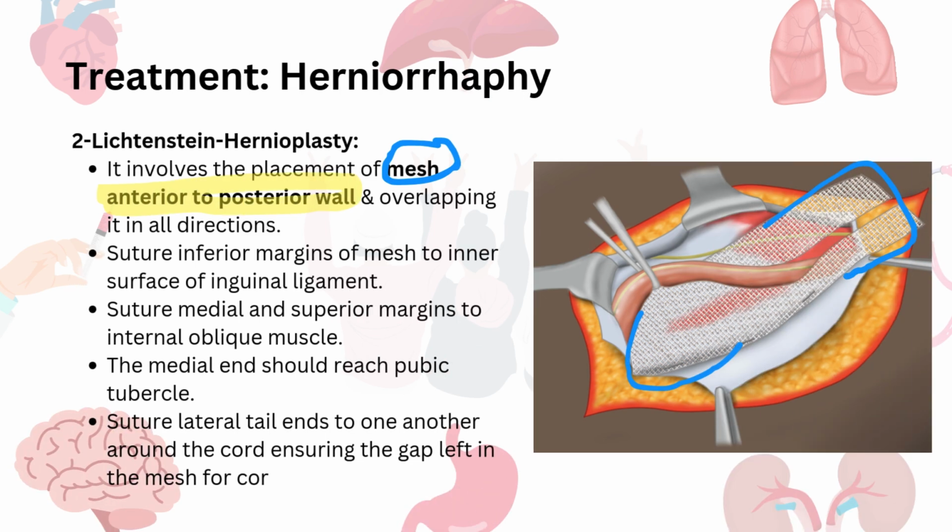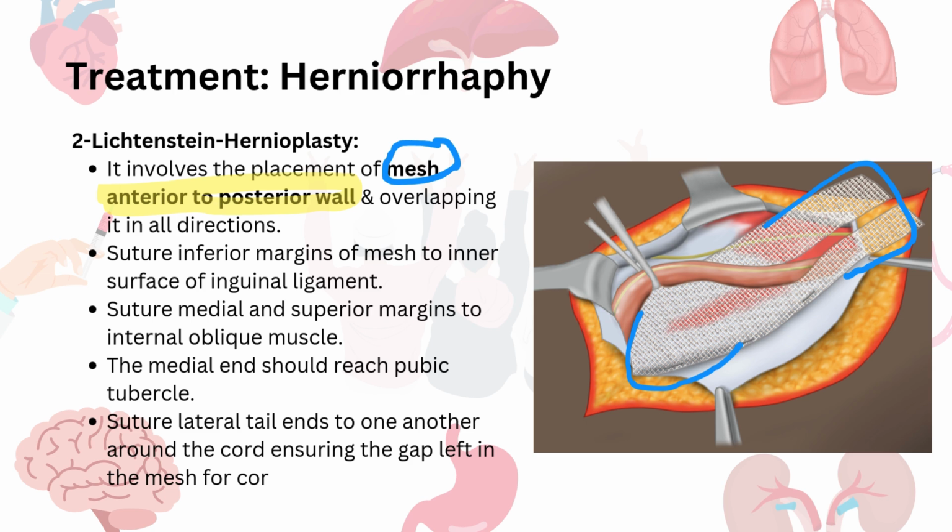And then the second method for the repair or hernioraphy in the adults of the inguinal hernia would be Lichtenstein hernioplasty. Now, as the name suggests, it's a hernioplasty. It means there is a usage of the mesh. It involves the placement of mesh anterior to the posterior wall, and then you are overlapping it in all directions. What does the mesh do? Mesh is basically the thin structure which would promote the fibrosis. And as we know that once the layer is fibrosed, it is very strong as compared to any normal wall.